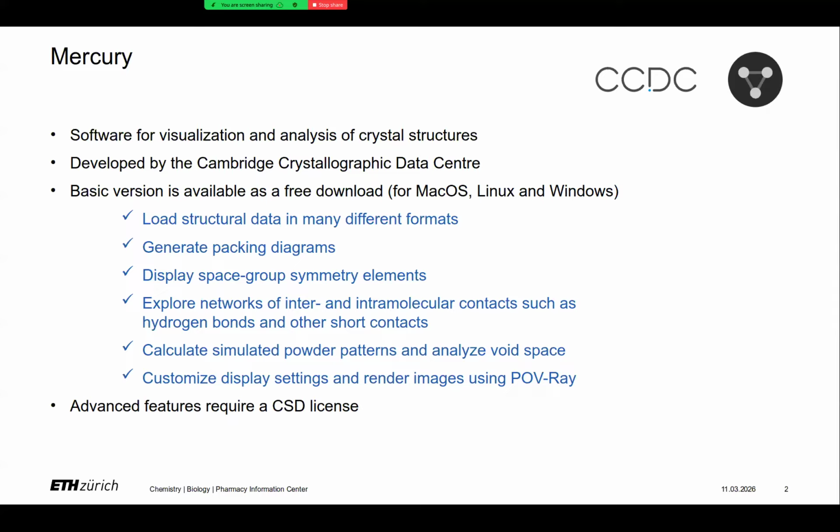You can load structural data in many different formats. It allows you to display packing diagrams and space group symmetry elements. You can explore networks of intermolecular contacts, but you can also calculate simulated powder patterns or analyze void spaces. And in the end, you have lots of options to customize how the structure is displayed and can then export a ray traced image. There are many more features that are then only available with a paid license.